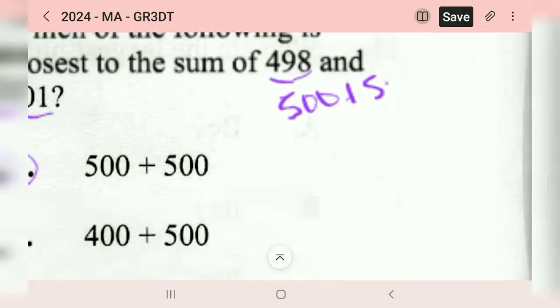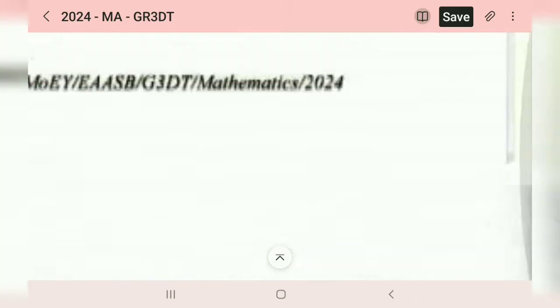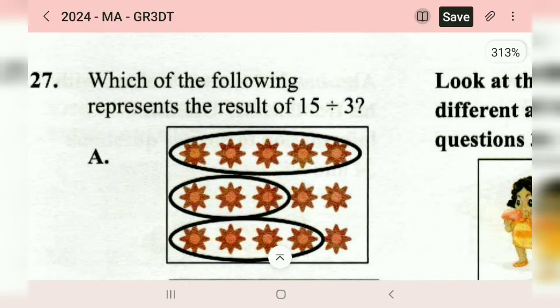Moving on to, where are we? This is where this paper ends? Are we at 60 already? Oh, because I'm wondering. Alright, 27.